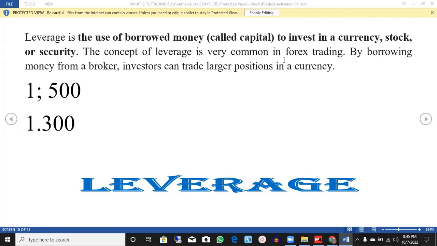Let's say you are doing business with a transport company like Uber, for example. You go to Uber and you get a car worth, let's say, $100. The company Uber is like the forex broker, and they have a car. The forex broker has the equity, the leverage, to give to you. But they are saying before we give you a car, you must invest a certain amount of money.